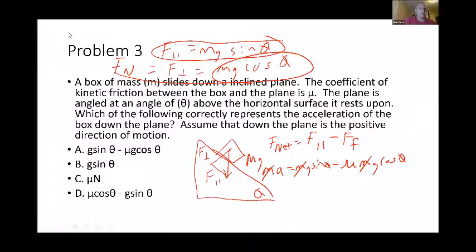That's equivalent to choice A, g sine theta minus mu times g cosine theta. All right, questions on problem 3?